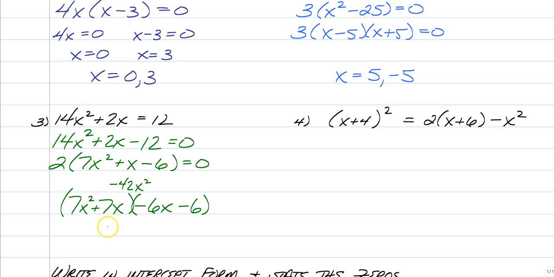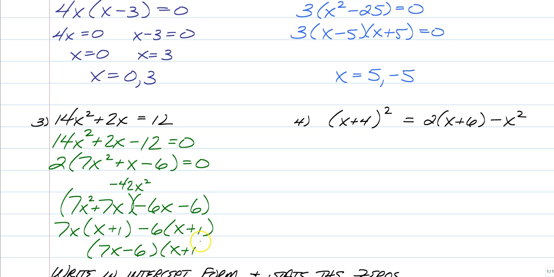So from there, all we're going to do is factor out our GCF. So 7x leaving us with x plus 1. Factor out our negative 6, leaving us with x plus 1. And then we put our leading coefficients together for 7x minus 6, and our insides, which are x plus 1. Again, we did have a GCF of 2, but now we would just have to set each of those equal to 0. So we would have x is equal to positive 6/7 and a negative 1. Okay?